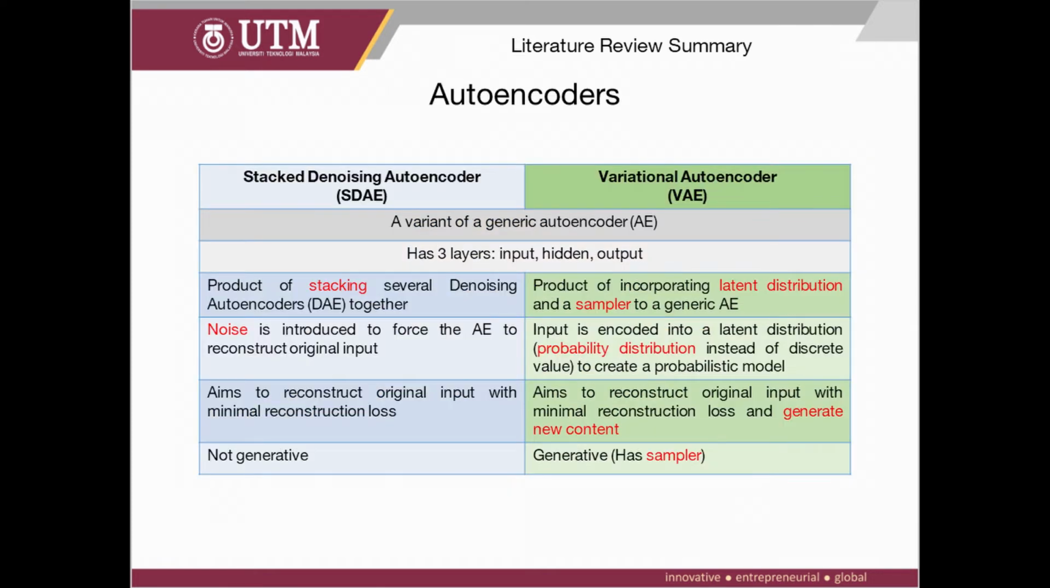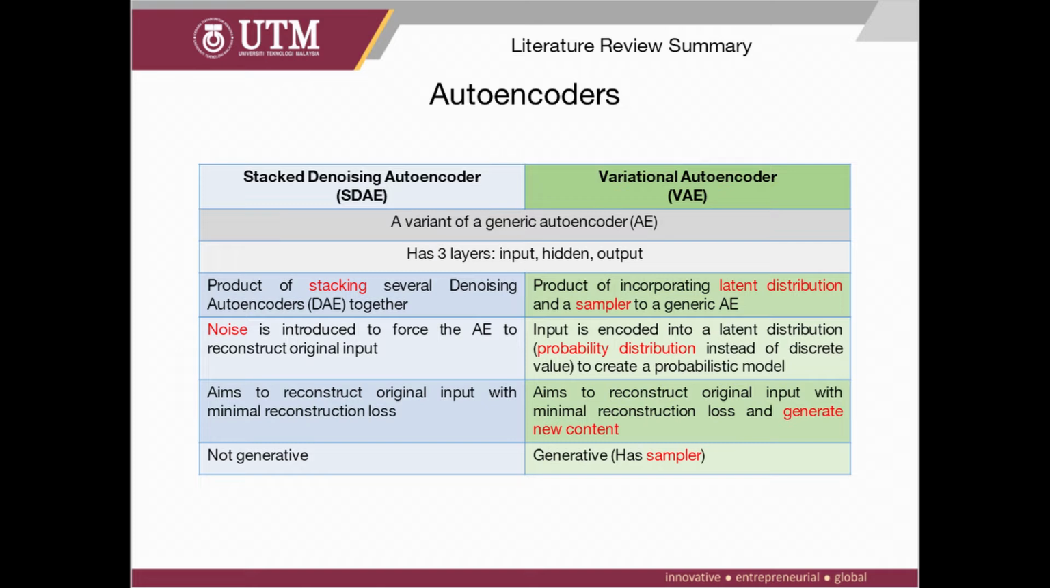This slide compares the difference between the 2 autoencoders that are used in this study, the stacked denoising autoencoder, SDAE, and the variational autoencoder, VAE. Both the models are a variant of a generic autoencoder. They have 3 primary layers, which are the input, hidden, and output layers.